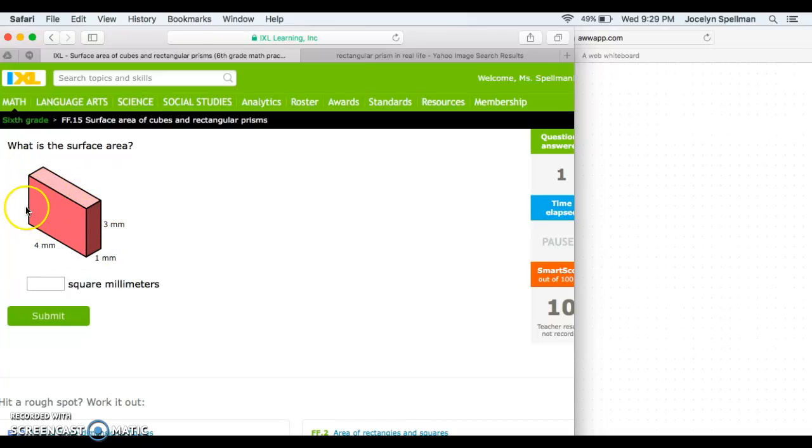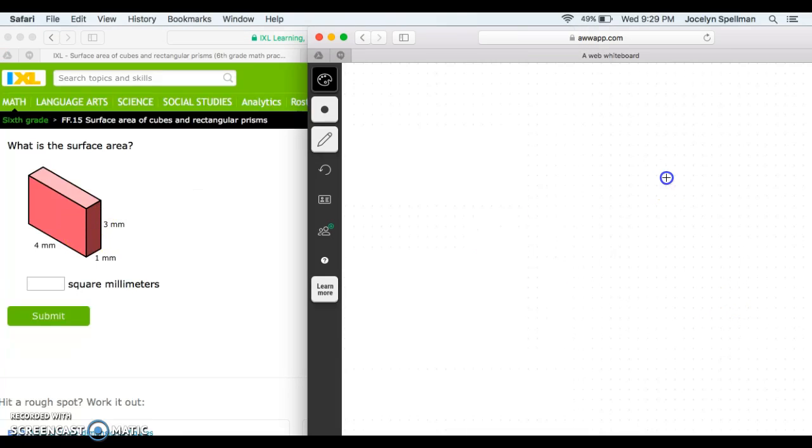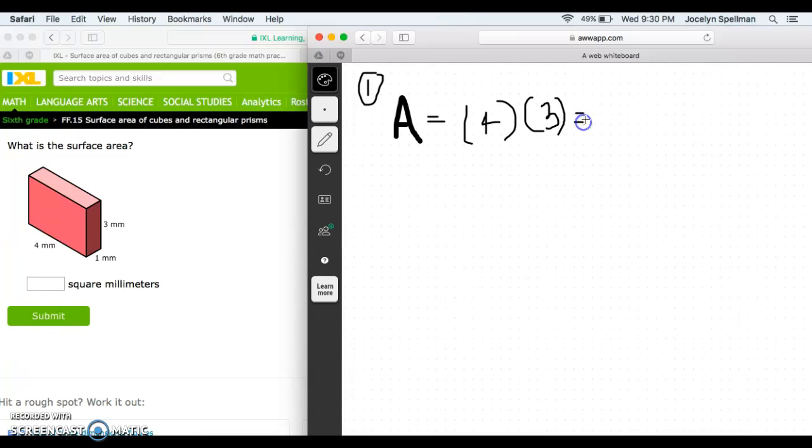So I'm going to start with this largest side here. We know area of a rectangle is length times width. Nothing's changed, same old, same old. So my length is 4, and this side here is actually 3. So for that area, we're going to call this side 1. Area equals 4 times 3, which equals 12.